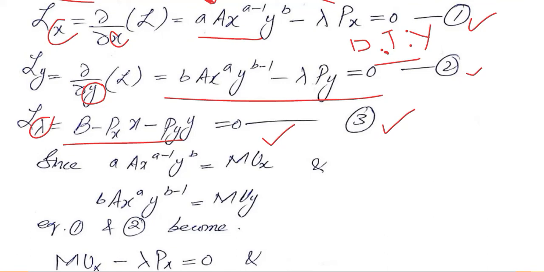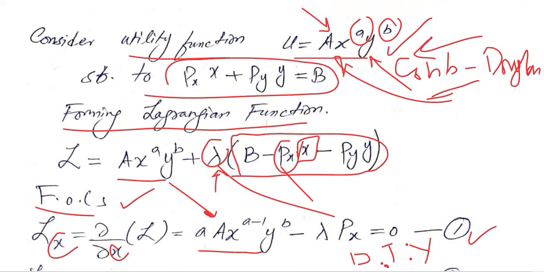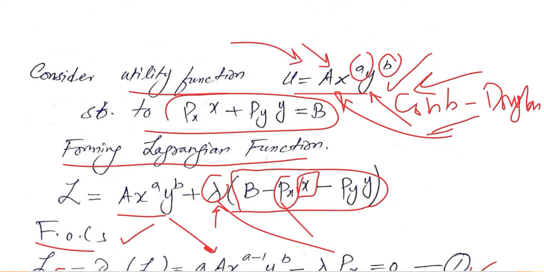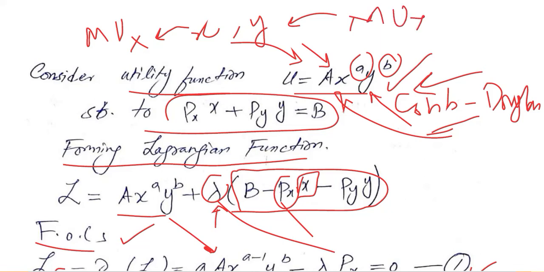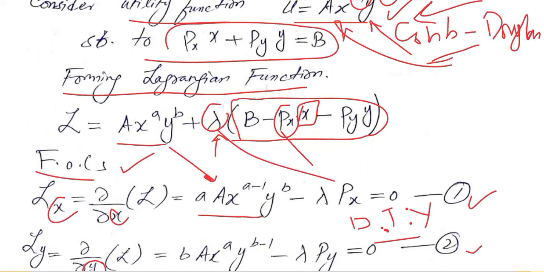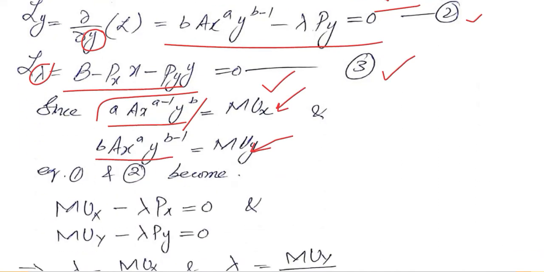Now, since we are talking about the first order conditions, they can be written in a different way here. You can see that this expression is actually the marginal utility with respect to x, and this is the marginal utility with respect to y, because these are the derivatives of the utility function with respect to x and with respect to y. So when we take the derivative of the utility function with respect to x, it becomes marginal utility of x, and this will become marginal utility of y. So we have these two expressions that we can substitute here.